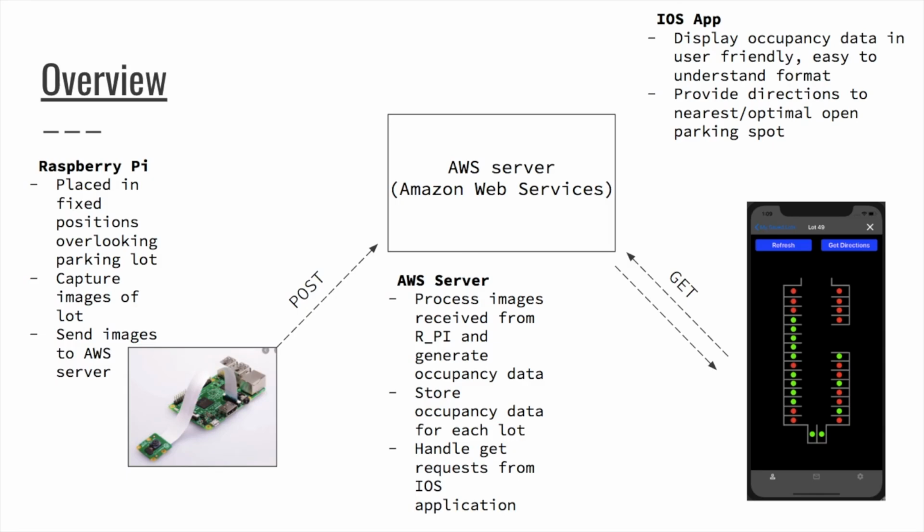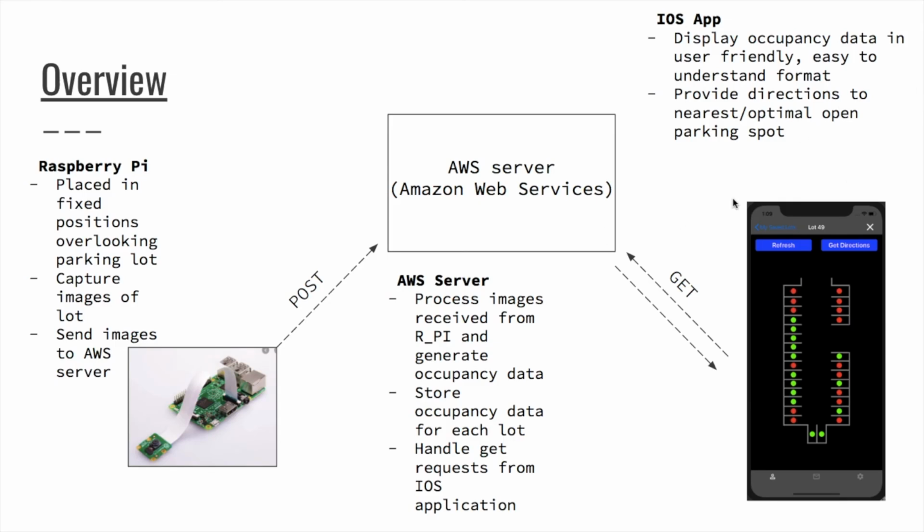So just an overview of our system. It starts with the Raspberry Pis that we have placed in fixed positions overlooking parking lots, which we use to capture images of the parking lots and send them to the AWS server. Then on the AWS server, we process these images with an object detection script, and that generates occupancy data, which says whether each spot in the parking lot is free or occupied. And then we store this, and on the AWS server, we handle the GET requests from the iOS application.